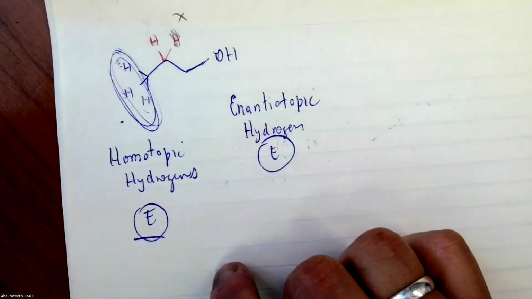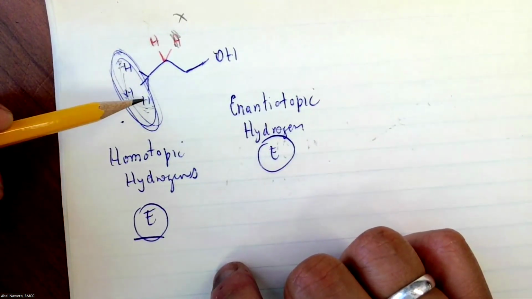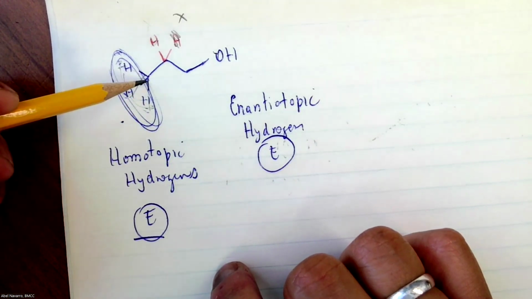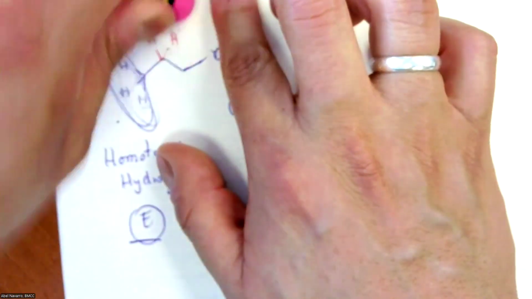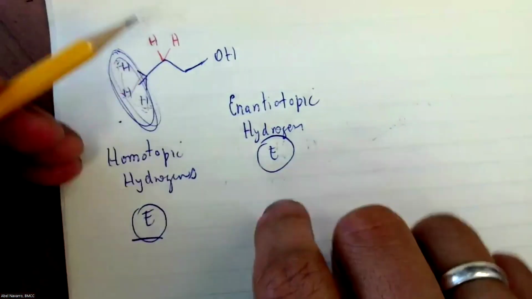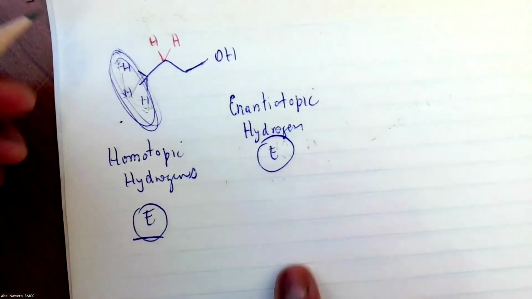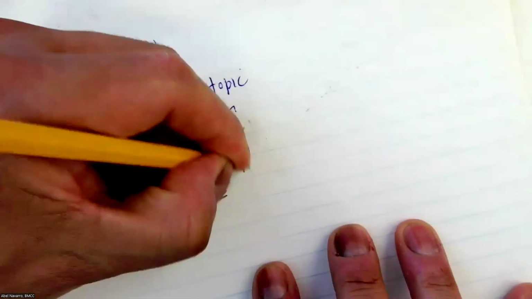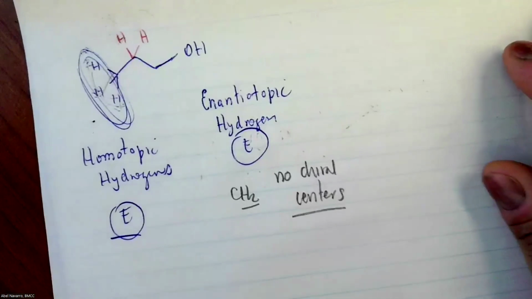You have to say this is homotopic with respect to this. So in this question, they're asking, are these three hydrogens homotopic? Yes, there's three homotopic. Why? Because they're attached to the same carbon. What about these ones? They are called enantiotopic. Why? Because of the reason I told you before. But really, what makes them enantiotopic is that they are CH2s and there is no chiral center. That's the practical way to see it.